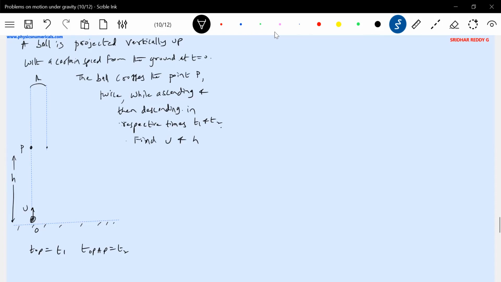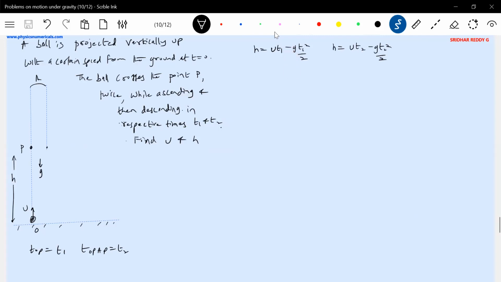So first we'll write the equations: h equal to u t1 minus g t1 square by 2. Similarly, h is equal to u t2 minus g t2 square by 2. Because g will act vertically down, it will be negative. g is directed opposite to the initial velocity, so it is negative. What about h? h is positive in the direction of displacement.